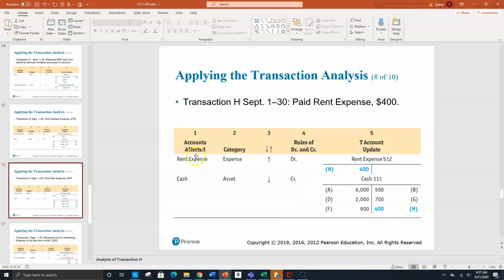Okay, transaction H, rent expense. Paid rent expense. So the two accounts affected are rent expense and cash. The categories are an expense and an asset. We're increasing an expense, decreasing cash. The rules, to increase an expense, we debit it. And to decrease cash, we credit it. And we complete our T accounts.